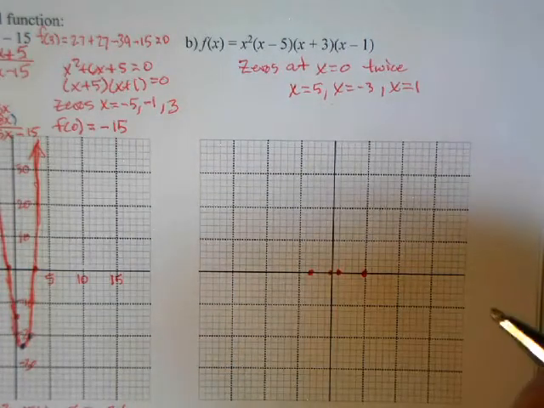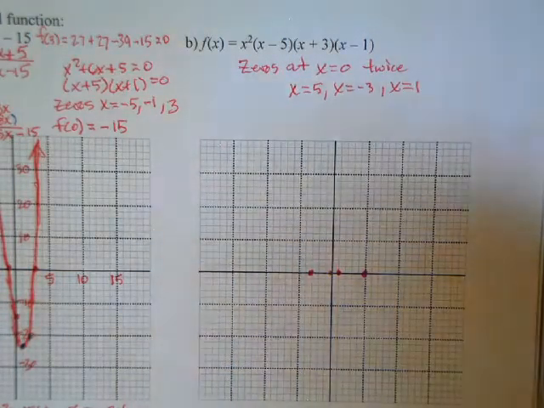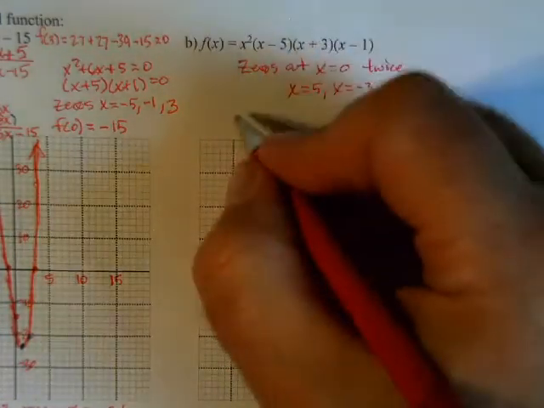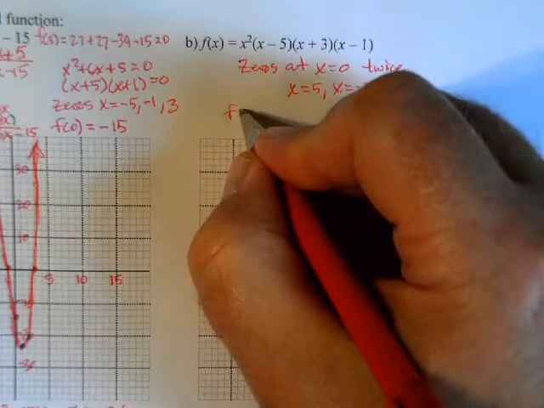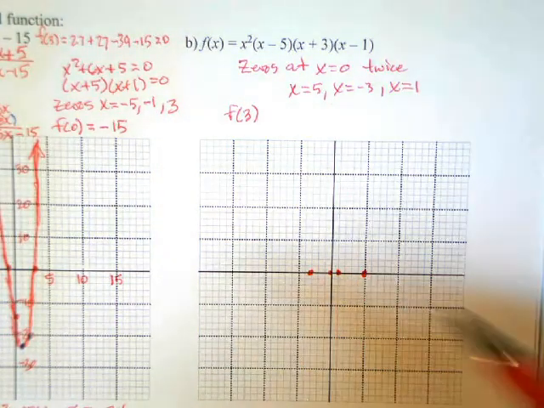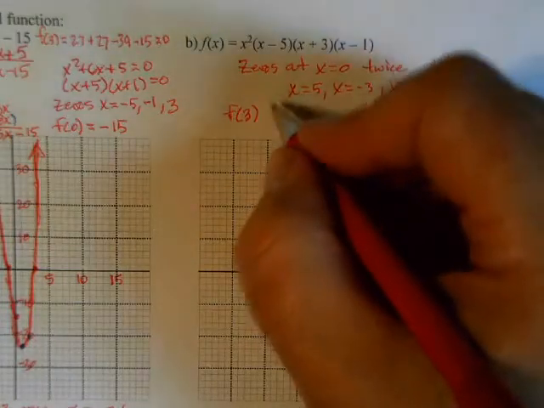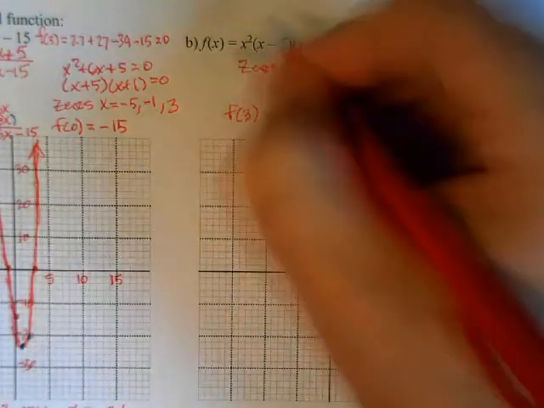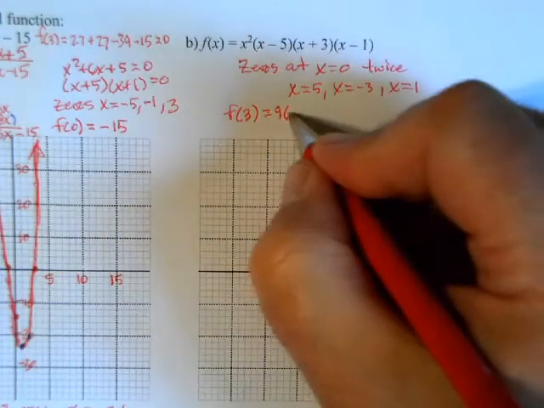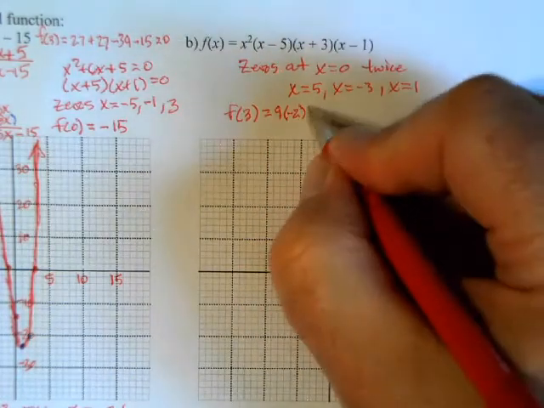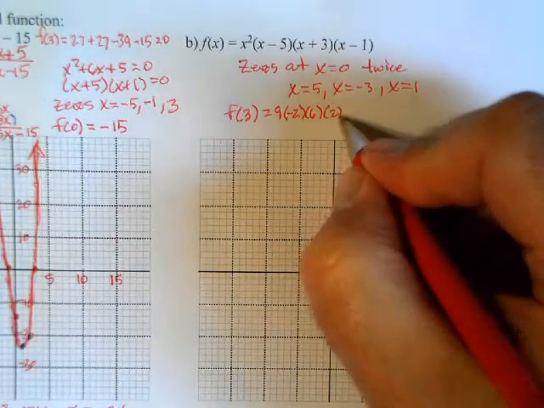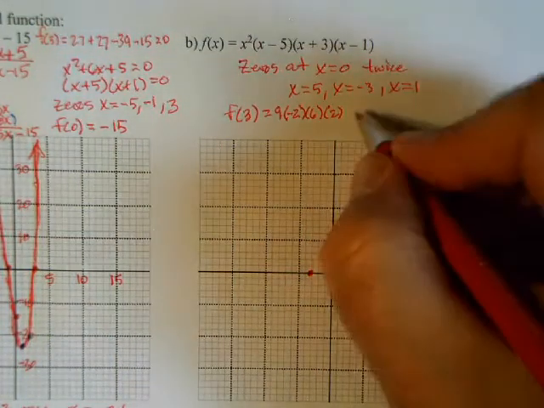Now, let's see, let's try a couple other spots. If we do f of 3, so that'll get us halfway between 1 and 5 here. If we do f of 3, so we're going to get x squared, that'll be 9, and then 3 minus 5 would be -2, 3 plus 3, that would be 6, 3 minus 1, that would be 2, and that's going to equal -216.